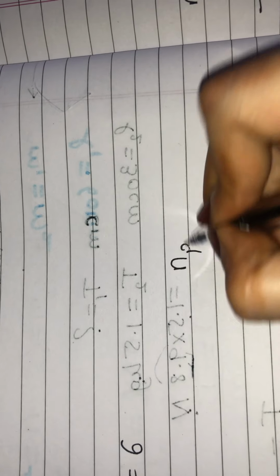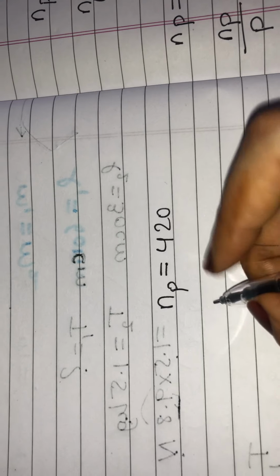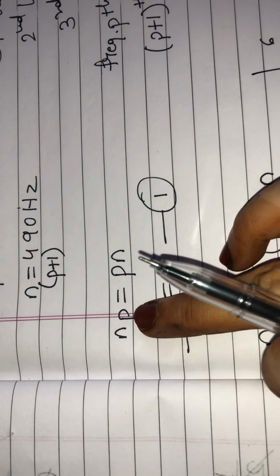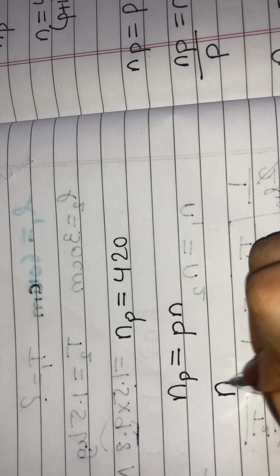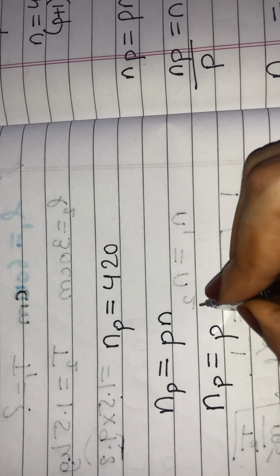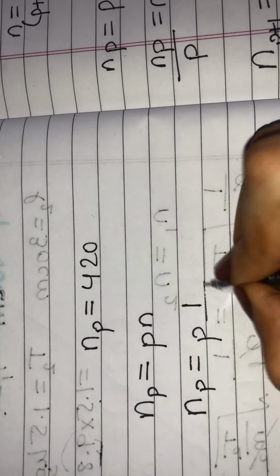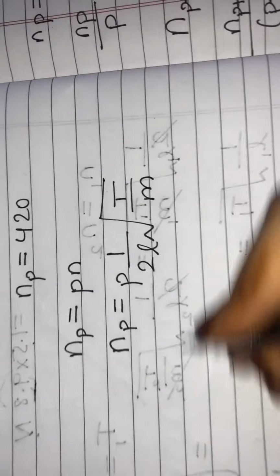Now NP, which is given as 420, right? What is NP? NP is P into N. We have written it over here. NP is P into N. So NP is equal to P. What is fundamental frequency? I have told that it is 1 upon 2L under root T upon M. So 1 upon 2L under root T upon M.